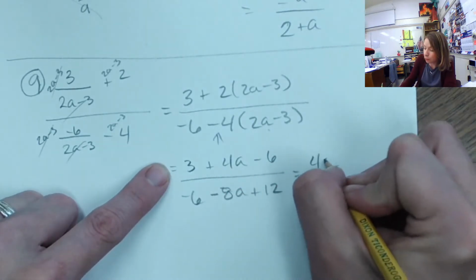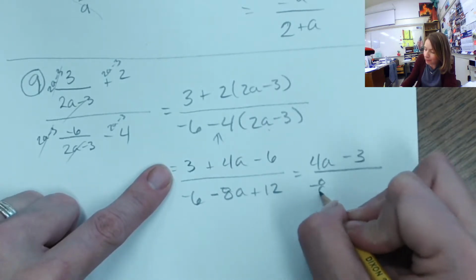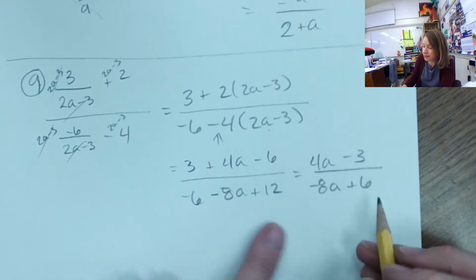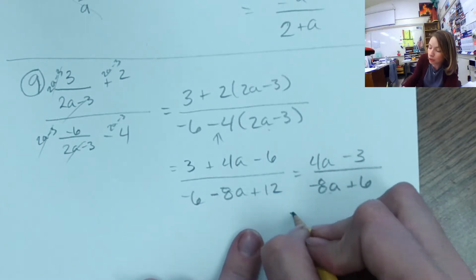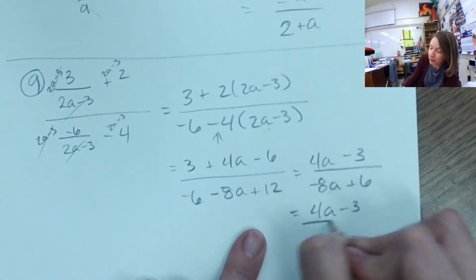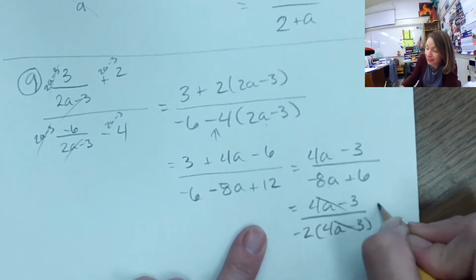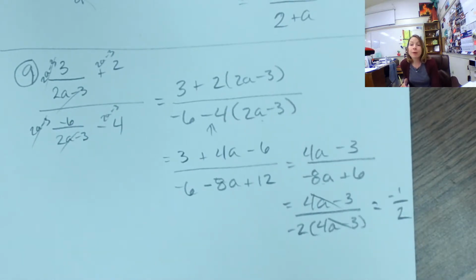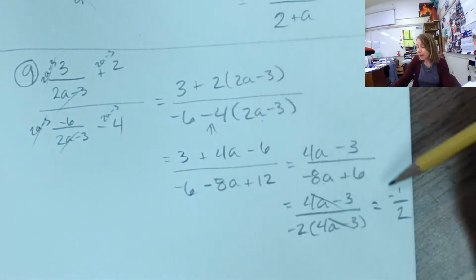So I've got a 4a minus 3 all over a negative 8a plus 6. Here I'm going to actually take out a negative 2 so that I can get my signs to match up. So I'll have a 4a minus 3 all over a negative 2 times a 4a minus 3. Those cancel and I get a really pretty answer of a negative 1/2. That's the part that I really love about these rational expressions, is they start off so big and gross and they simplify out really nice.